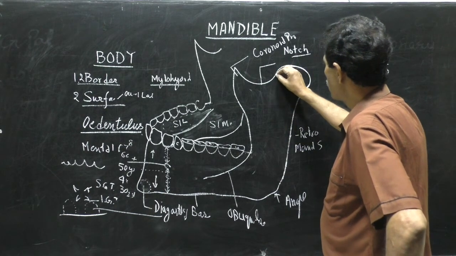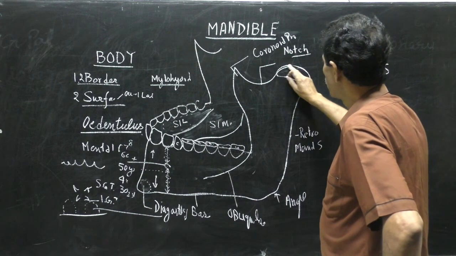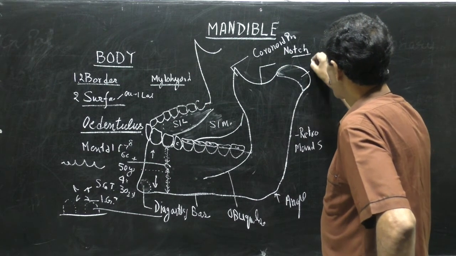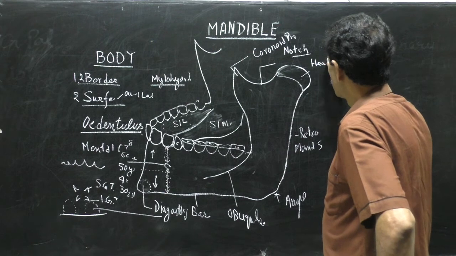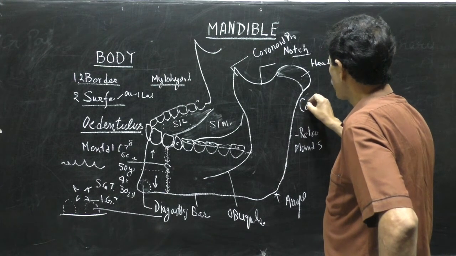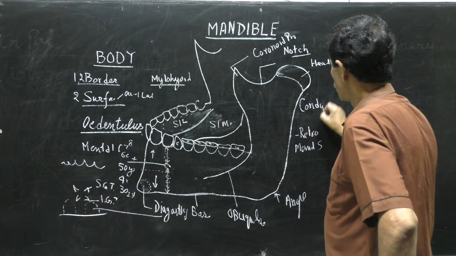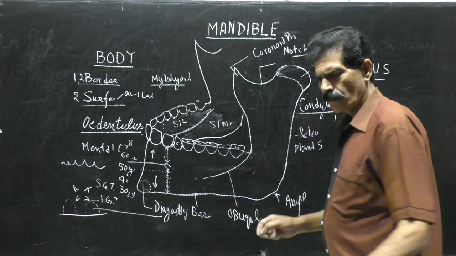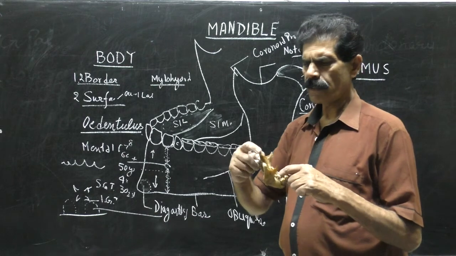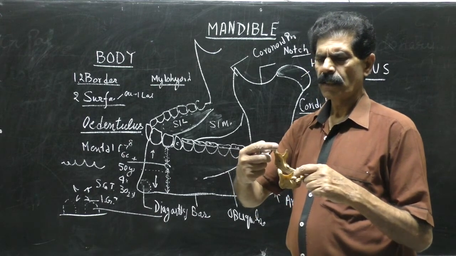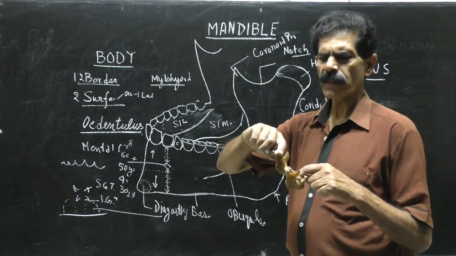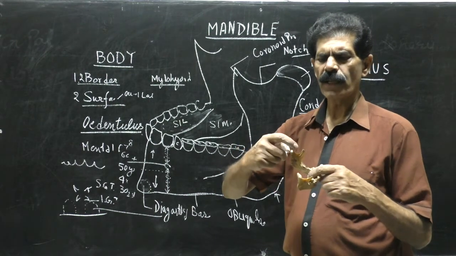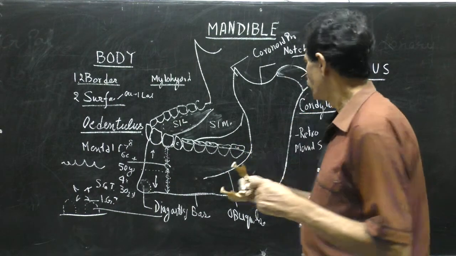it is round, it is thickened. And this thickened part is called the head of the mandible, or also called condyloid process. And if we see the head, it is convex lateral to medial as well as it is convex antero-posteriorly, and the shape of the head is ellipsoid.